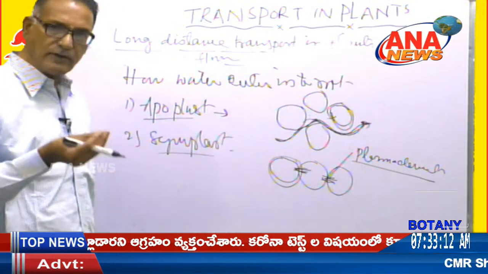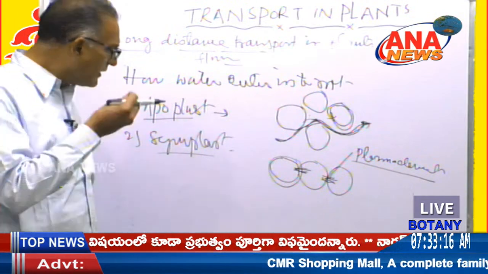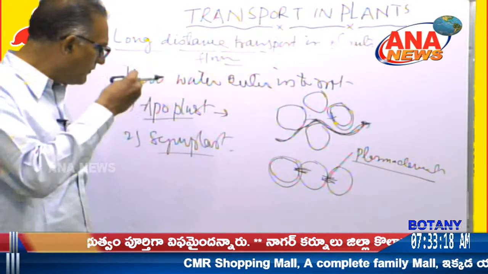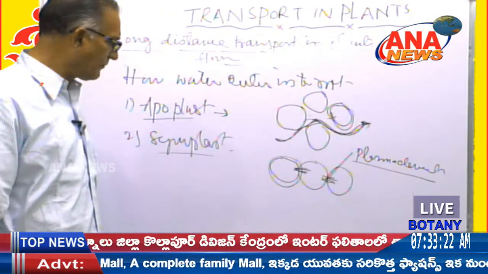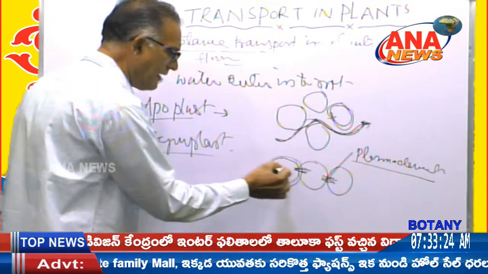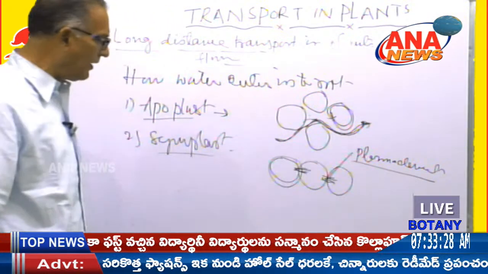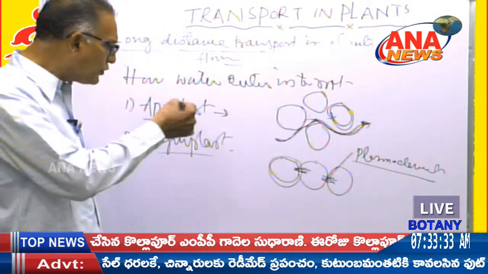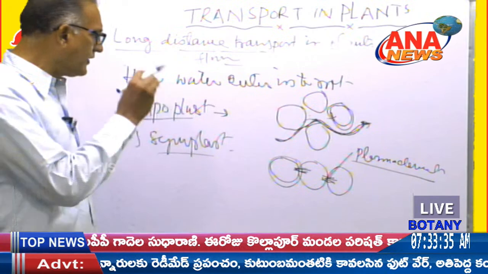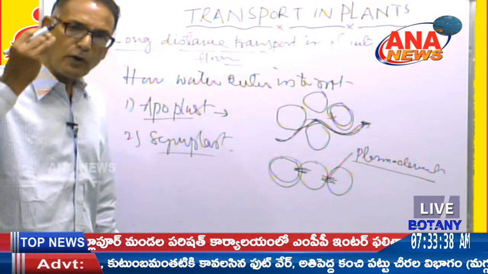The symplast system is connected with the cytoplasmic strands. The neighboring cells are connected with the plasmodesmata. In the symplast system, the water passes through the cells. In apoplast, the water is not passed through the cells. In symplast, the water is passed through the cells.